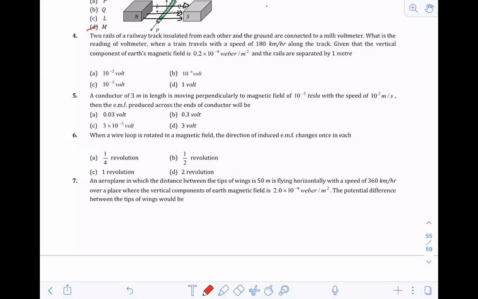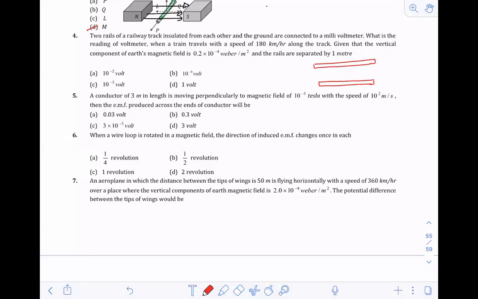Now, what is the case over here? See, 2 rails of a railway track, insulated from each other. So we have 2 rails like this. They are insulated from each other. They are not connected with each other. If they were not insulated from each other, they would have to be drawn connected.